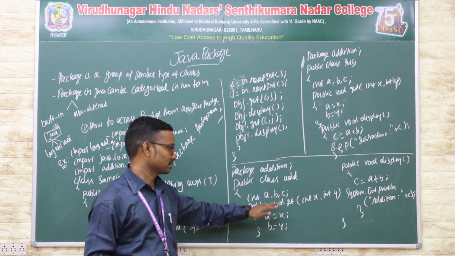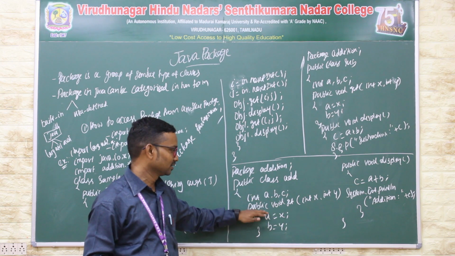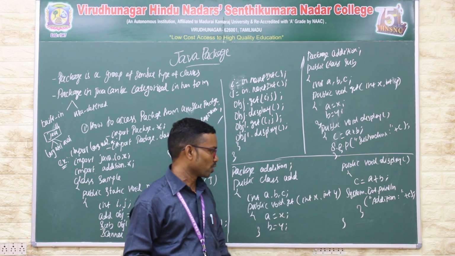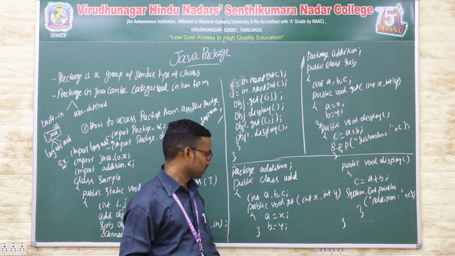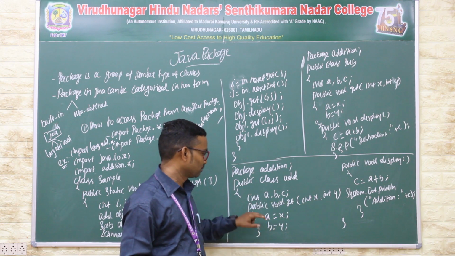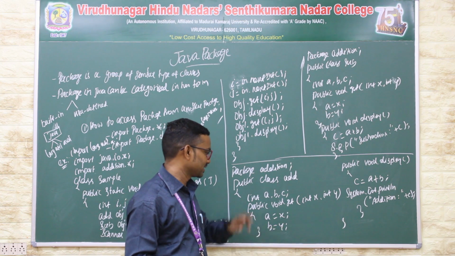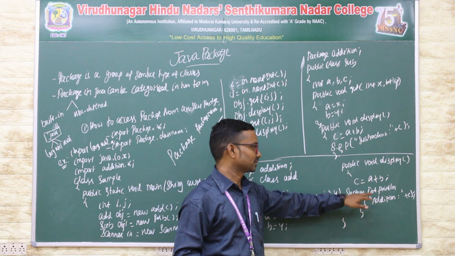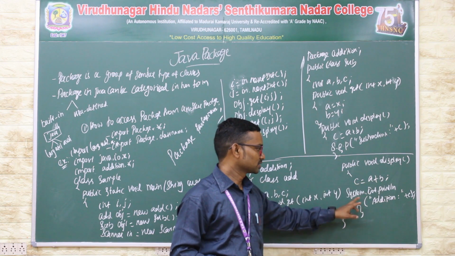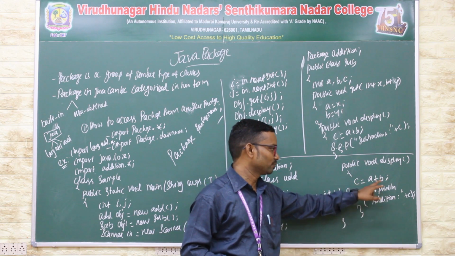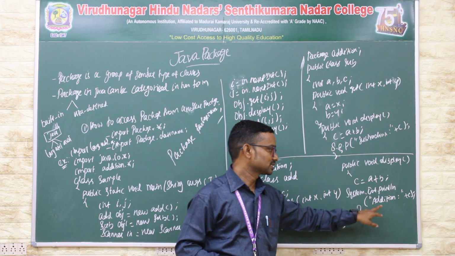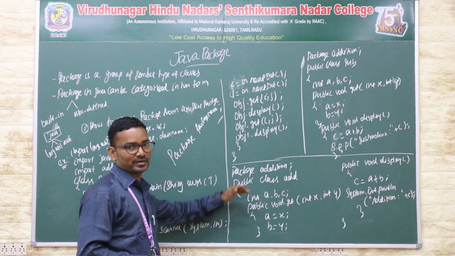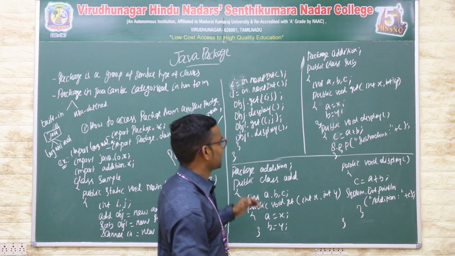int a, b, c: three variables are declared. This get method is one of the methods, public void get(int x, int y). It uses two parameters, x assigned to the a value and y assigned to the b value. Next, the display method: c equal to a plus b, System.out.println. It adds the a plus b value, stores it in c, and displays the c value. This add class is stored in the addition package.